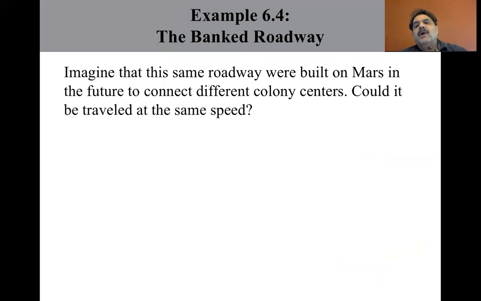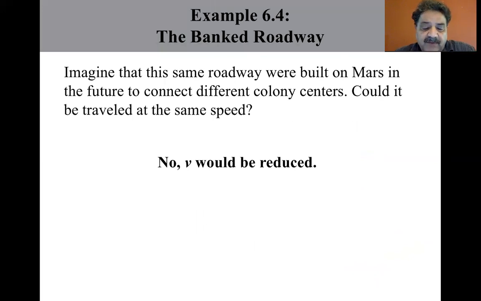Imagine the same roadway were built on Mars in the future to connect different colony centers. Could it be traveled at the same speed? No, v would be reduced. The reduced gravitational acceleration, which is 3.711 meters per second squared, on Mars would mean that the car is not pressed as tightly to the roadway.